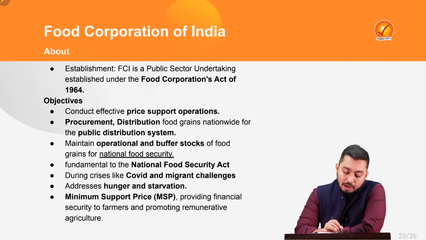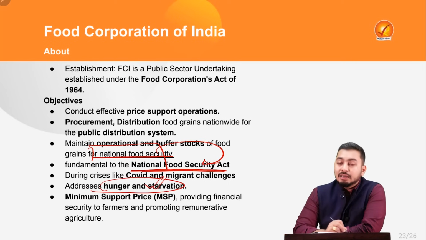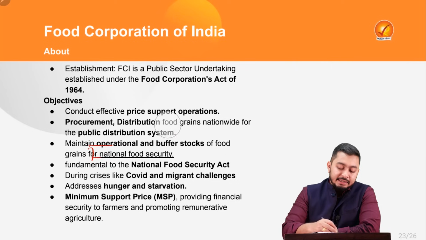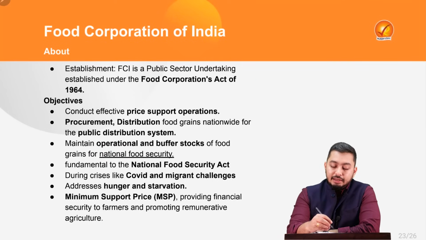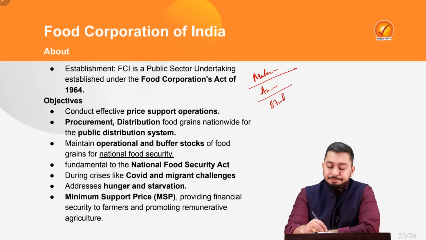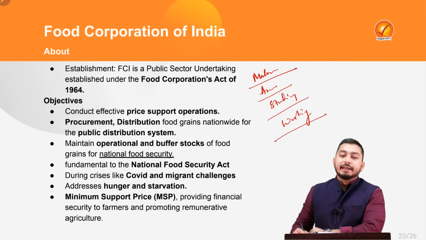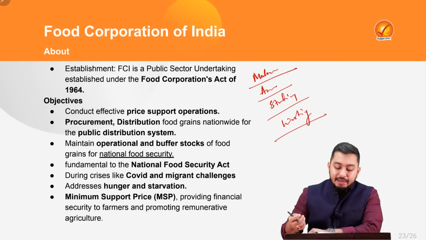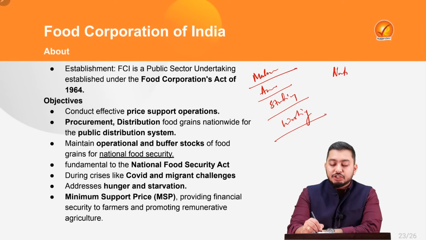Then you are also looking at national food security, which is guaranteed under the National Food Security Act of 2013, and you are also addressing the issues of hunger and starvation. Now please understand that India is suffering from not only malnutrition but also aspects like anemia or stunting, wasting. So whenever we are talking about the Global Hunger Index, India is getting a bad rank, and then again we are coming to the aspects of nutritional security.